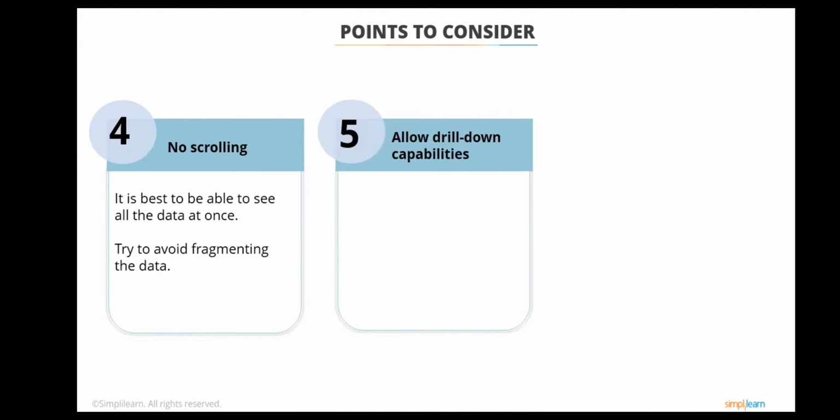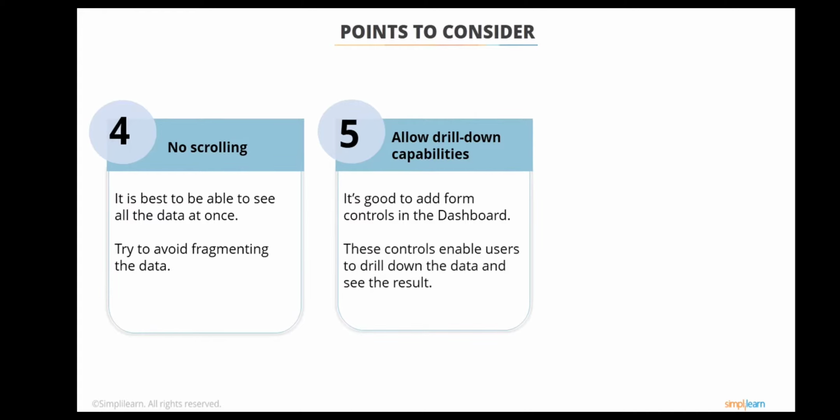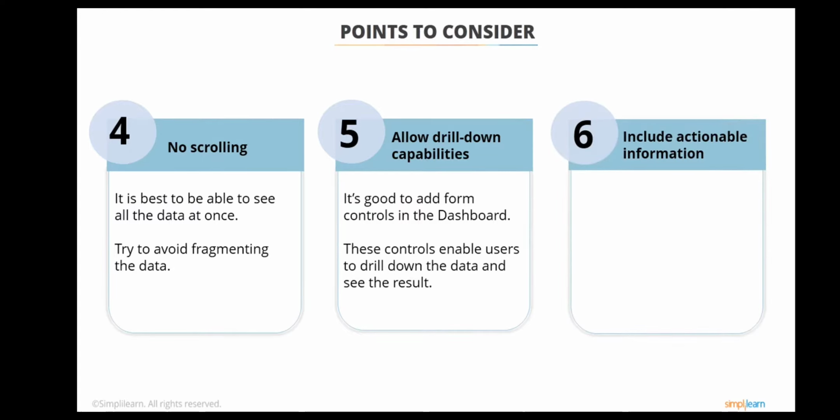Number 5, allow drill down capabilities within dashboards. It's good to add form controls in a dashboard like a combo box, checkbox, etc., so the user can easily drill down the data and see the result. Number 6, include actionable information. We should always try to include information which prompts the user to initiate an action.